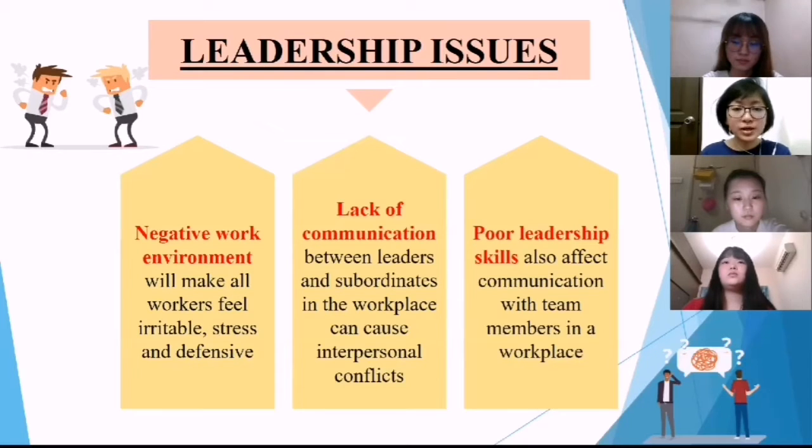The third is that poor leadership skills also affect communication with team members in the workplace. For example, leaders do not listen to employees' ideas, and they do not value any improvement from the employees, and this will cause them to miss the opportunity to do things in better and more efficient ways. This situation also affects how employees feel and causes failure to communicate with the leader in the workplace.